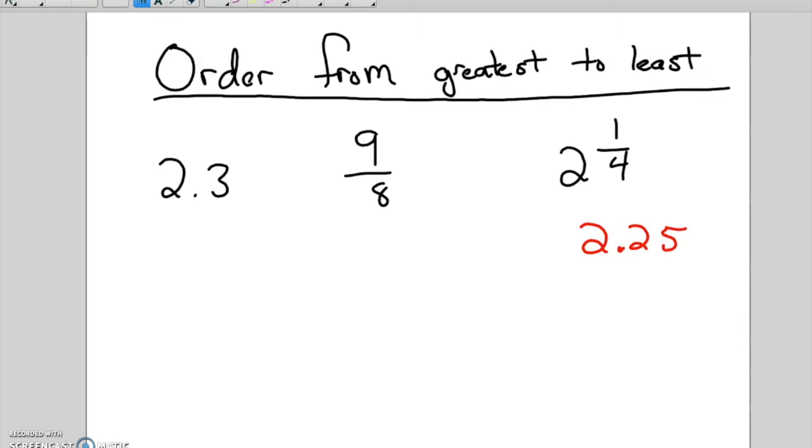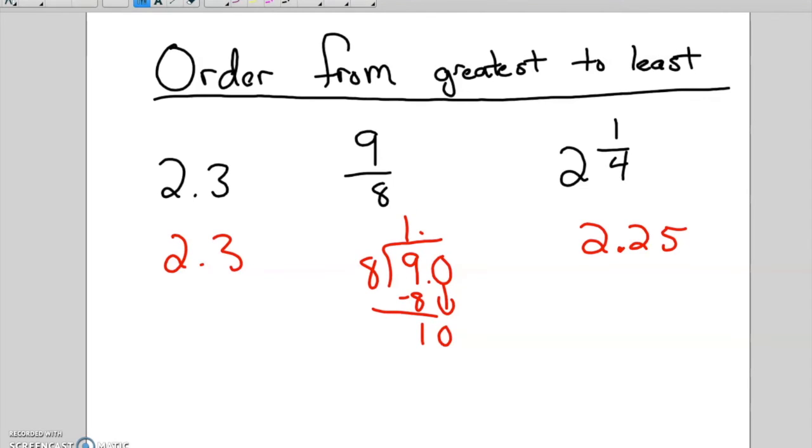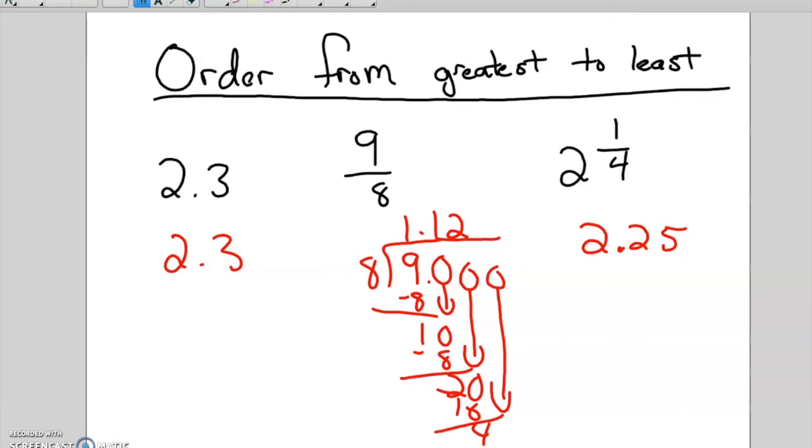2.25. Doing the easy ones first. 2 and 3. All right, 9 divided by 8. How many 8's fit into 9? That's 1. Decimal point in, 0. Bring it down. How many 8's fit into 10? 1. 8, subtract, 2. Put in a 0, bring it down. How many 8's fit into 20? That's 2. 16, subtract. That's 4. Put in a 0, bring it down. How many 8's fit into 40? That is 5.